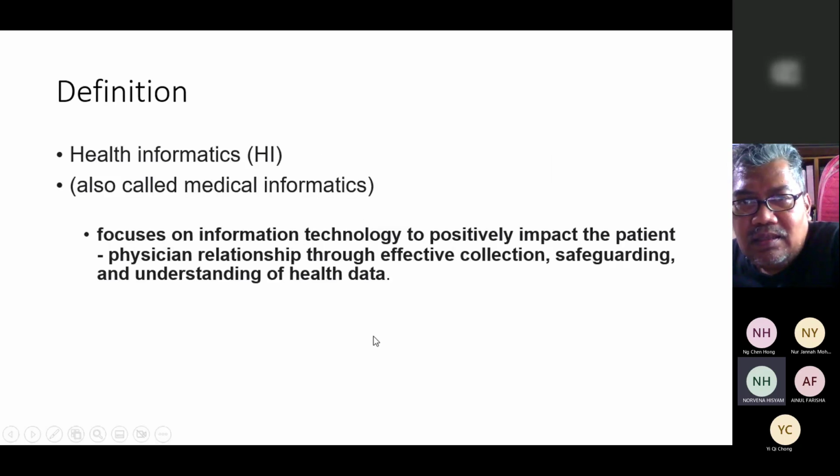This one you already had on the first day of the lecture. These terms are a bit peculiar because, instead of using the term health information system or hospital information system, they call it health informatics because they want it to be a larger thing.